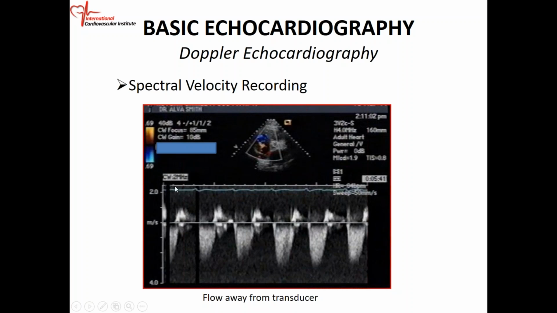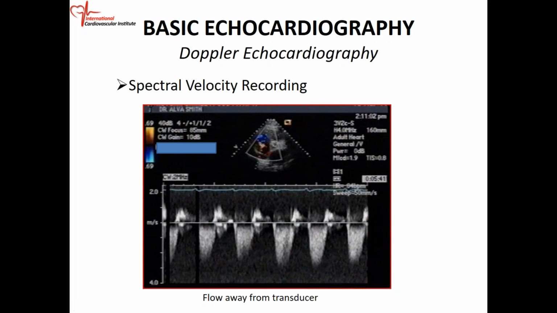And this is your ECG. Remember, everything in echo is gated, and you get these spectral envelopes. There's a pattern to the spectral envelope. Systole is from the onset of the QRS to the end of the T wave. You get these systolic envelopes, which is tricuspid regurgitation.